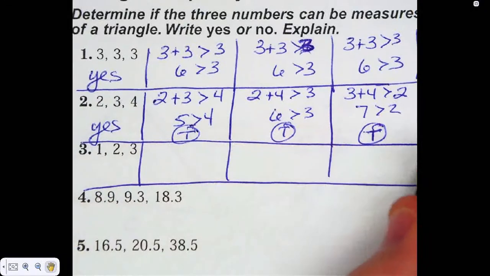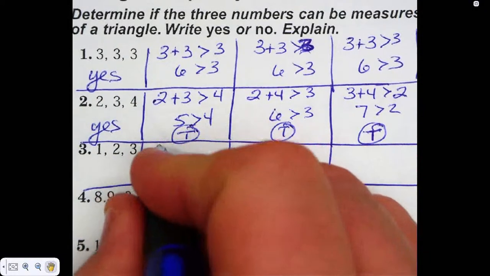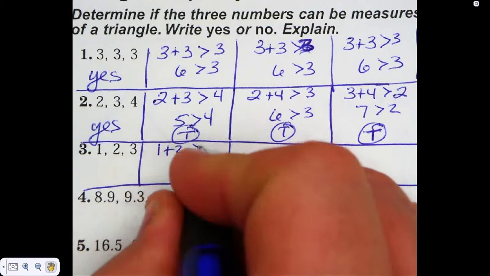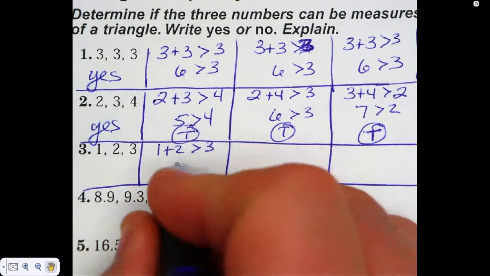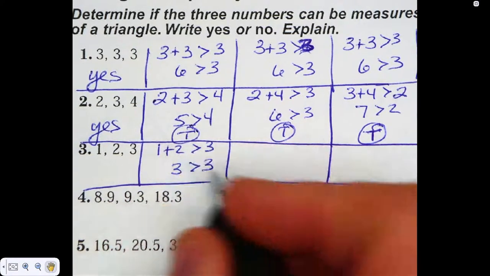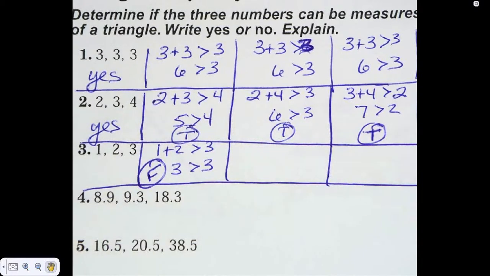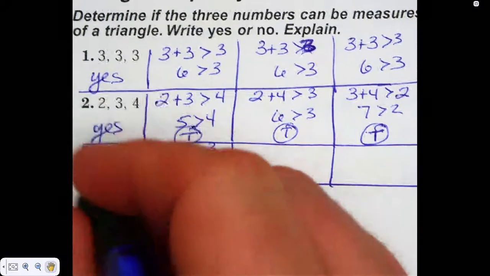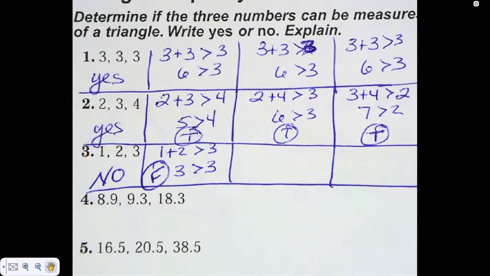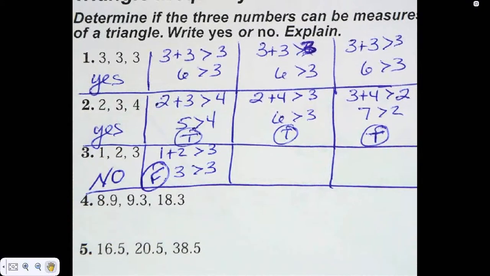Let's keep going here. Don't write. Just pay attention. What could I put? 1 plus 2. Is that greater than? What do I get? Is 3 greater than 3? Do I even need to go on anymore? No, that cannot be a triangle. Why? Because of that right there. It's false. I got a false statement.